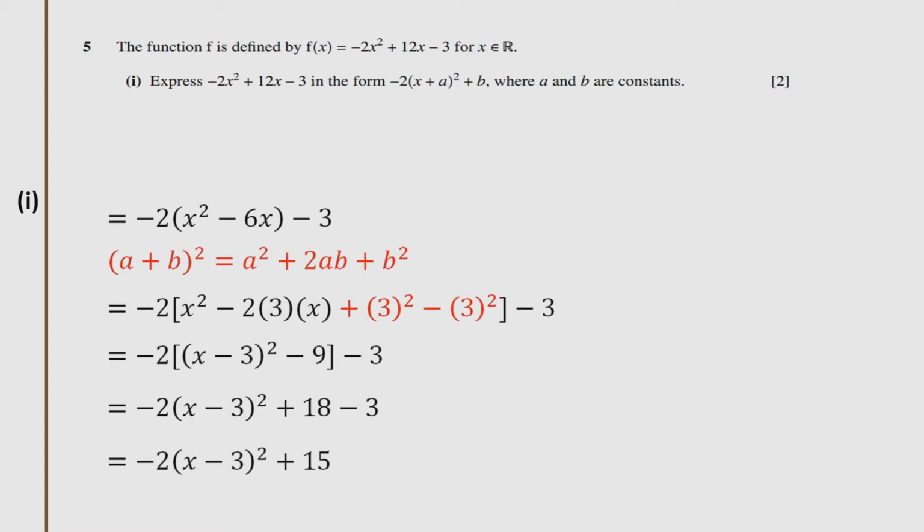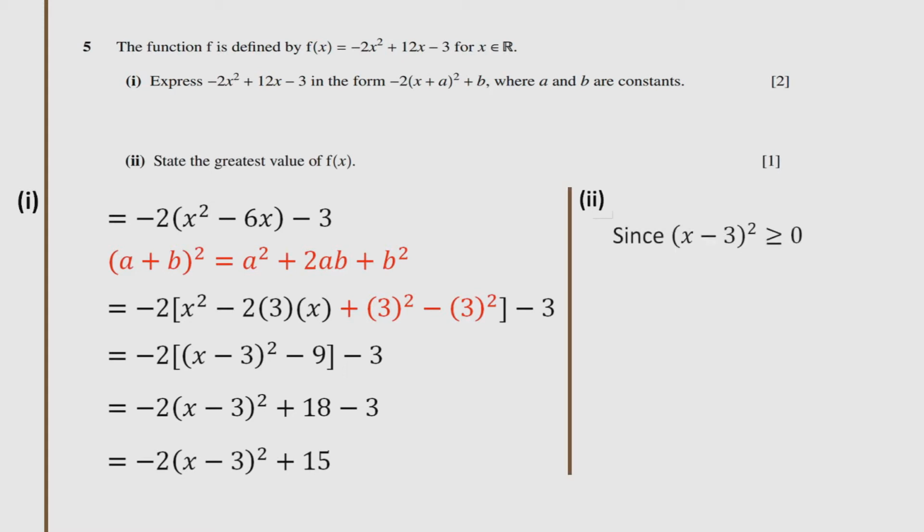Now what about the greatest value of f of x? Well, since we know that something squared will have a minimum value of 0, or it must be positive, now we are going to multiply both sides by negative 2, so that will give us a maximum value of 0 and it must be negative, isn't it? So we are going to add 15 on both sides. So this happens. So the greatest value of f of x is 15.